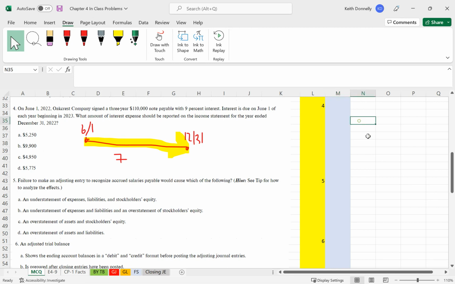So how we would do this is we would do the 110,000 times the 9% interest rate times 7/12. And the reason you're doing this over 12 is because this interest rate is based on a yearly 12-month rate. So it has to be like even Steven. This is based on a year, so that has to be based on a year. In that way, we're going to get for 4 the answer of D.